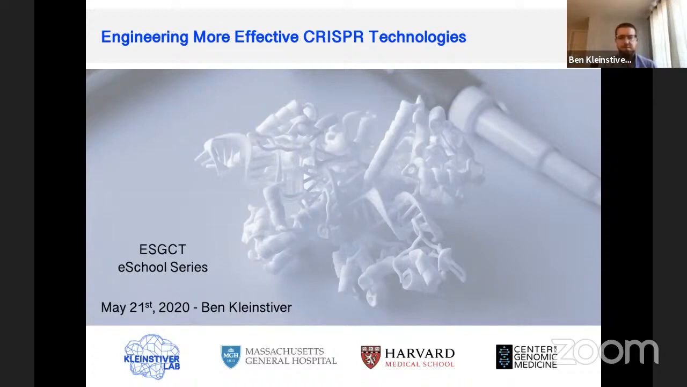So my name is Ben Kleinstiver. I have a lab at MGH and Harvard Medical School in Boston. And really the focus in my lab is trying to apply protein engineering to make more effective CRISPR technologies.